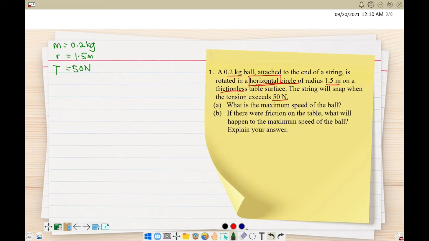Next, what you should do is draw a simple diagram. We know that it rotates in a horizontal circle. So this is the center of the circle, this is the string, and that's your ball. Now you need to identify all the types of forces that act on the ball. Kena lukis dulu baru kita tahu macam mana kita nak solve. Because the ball is placed on a table surface, you will have the normal force.